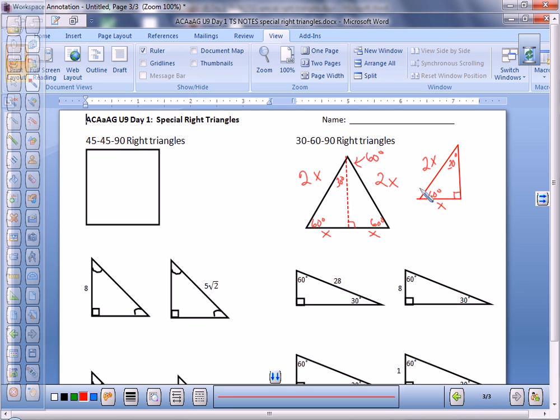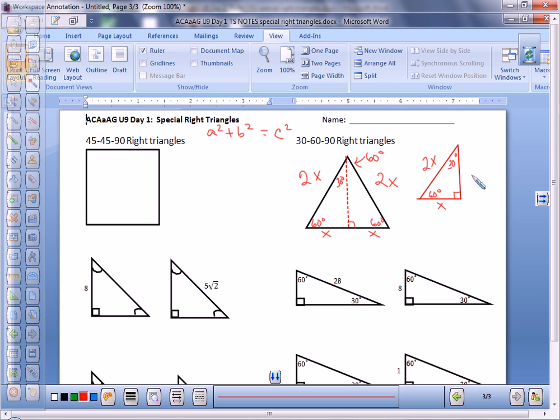So what I'm missing is this side over here. What can I use to find this side? Pythagorean theorem. I know two sides of this triangle, and I'm missing this third one.